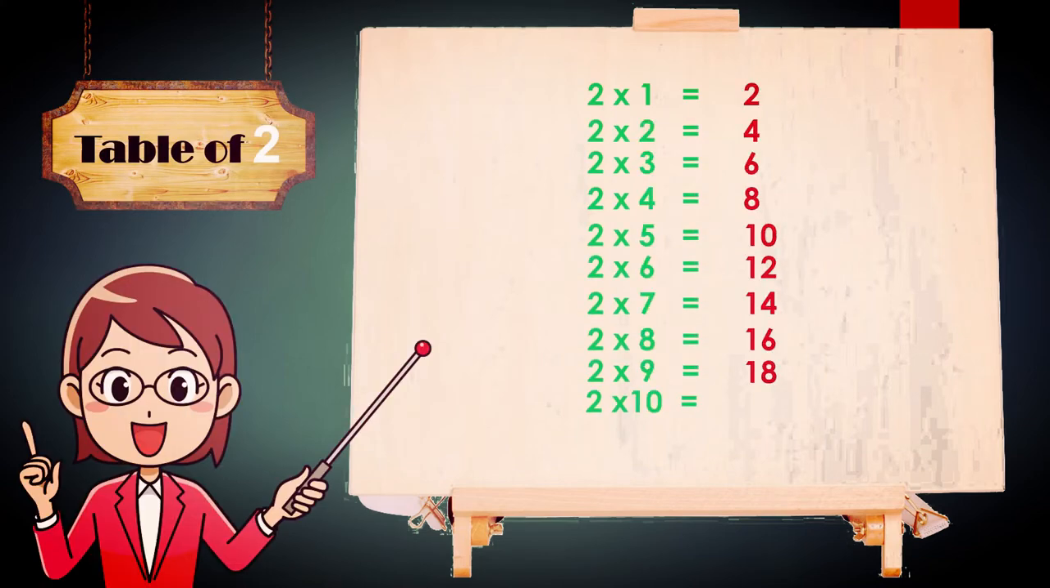Table of 2. 2 ones are 2, 2 twos are 4, 2 threes are 6, 2 fours are 8, 2 fives are 10, 2 sixes are 12, 2 sevens are 14, 2 eights are 16, 2 nines are 18, 2 tens are 20.